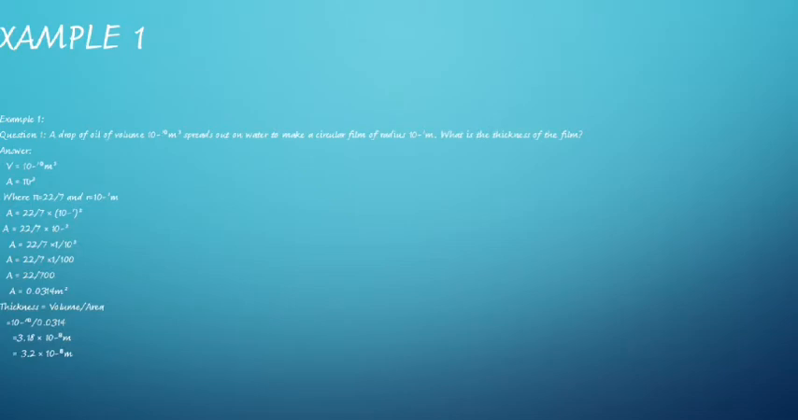Question number one: a drop of oil of volume 10 raised to power minus 10 meter cube spread out on water to make a circular film of radius 10 raised to power minus 1. What is the thickness of the film? Now solution. First, remember that the volume of oil given to us is 10 raised to power minus 10. How do we calculate the area of the oil film? We use the formula for calculating the area of a circular object, because it is going to spread in the form of a circle on top of the water.